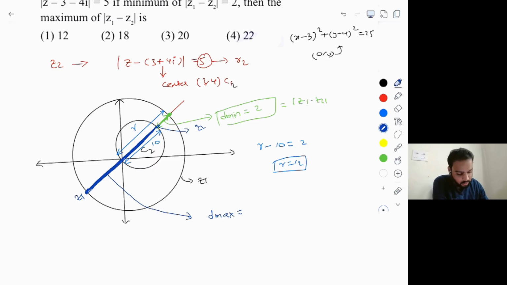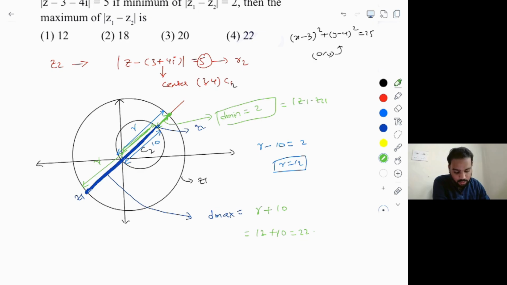And in the diagram, once again, you can calculate this D maximum using a simple logic, because this is the radius of the bigger circle, which is R. And then the other part is the diameter of the smaller circle. So if I add these two, the diameter and the radius of the bigger circle, that will give you D maximum. So D maximum is equal to radius R plus the diameter, which is 10 units. But clearly, the radius we have just got is 12 units. So 12 plus 10 is equal to 22. So here D maximum is nothing but the distance between the two complex numbers Z1 and Z2, and that one will be the maximum.